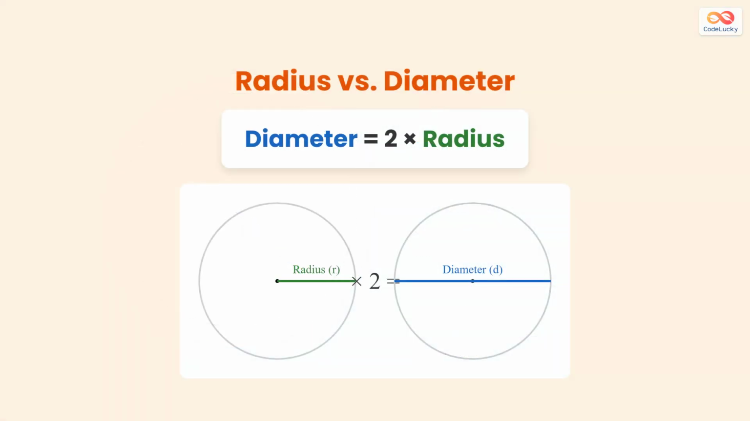There is a very simple mathematical relationship between these two. Since the diameter goes all the way across, it is made up of two radiuses joined at the center. Therefore, the diameter is always exactly 2 times the length of the radius.